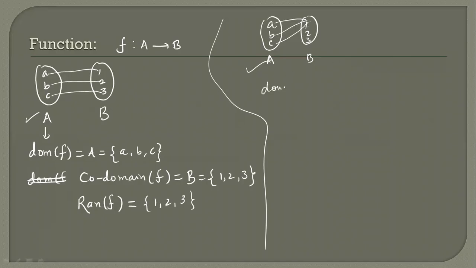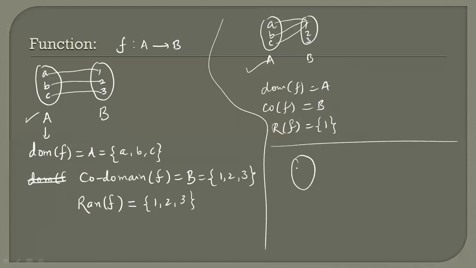In this case, the domain of f is again A, the codomain of f is always B. And what about the range of f? The range of f is only 1, because only one element is mapped from set A. This is again a function.